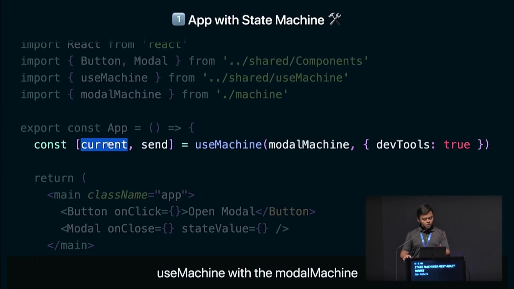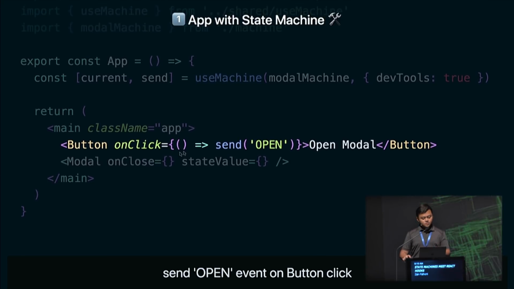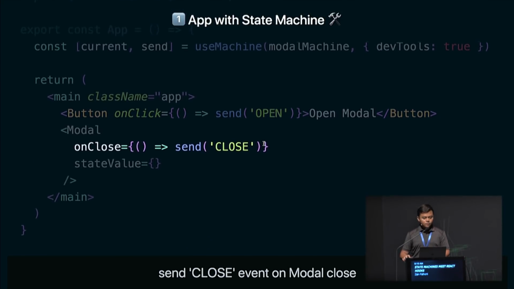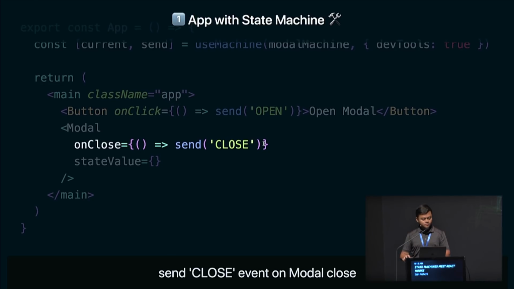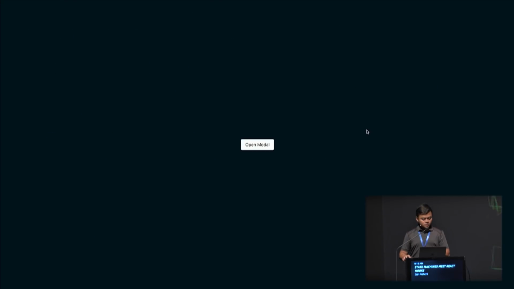And we get the current state and the send function to send the event. So for opening the modal, just simply send an open event. And for closing the modal, just simply send the close event. And here, to determine whether the modal is shown or not, instead of passing the visible state as before, we pass down the current state and the value of the current state. And if the state is visible, then we display the modal. Yep, this is it. And we still have the same working modal component.